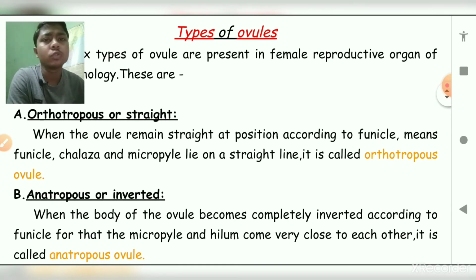So first of all, orthotropous. When the ovule remains straight in position according to the funicle, meaning funicle, chalaza and micropyle lie on a straight line, it is called orthotropous ovule or straight ovule. So when the apex of the ovule is straight in position according to the funicle, then it is called straight ovule or orthotropous type of ovule. First of all we look at the pictures.